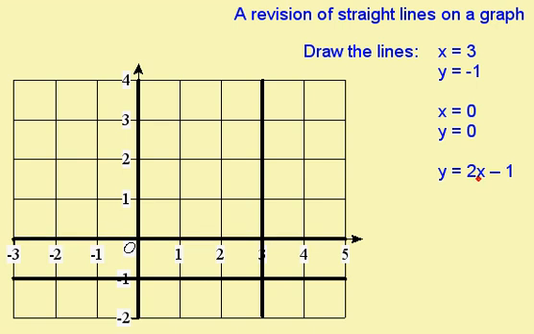The line y equals 2x minus 1 has gradient 2 and cuts the y-axis at -1. So it cuts the y-axis here and has gradient 2.